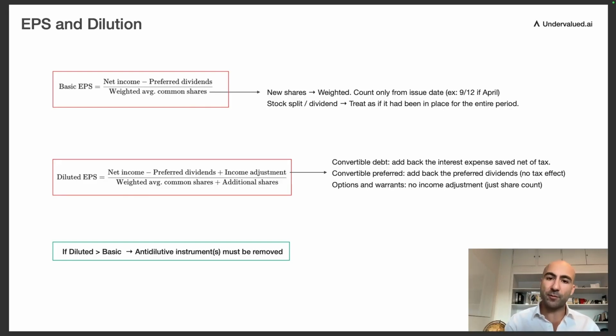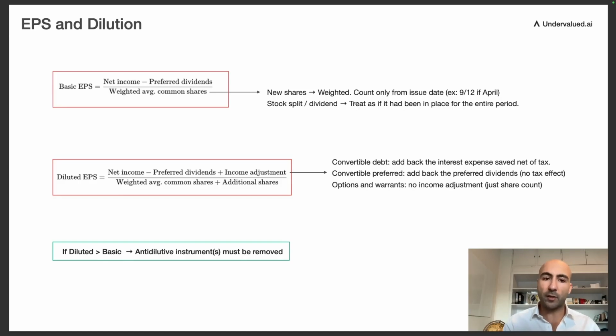In the case of convertible debt, there is a change in the numerator, as we said, and what you have to remember is to think of the interest net of the tax, because you do save that tax expense when you're paying the interest. So always keep this 1 minus t, t being the tax rate, in your head when you're thinking about income adjustment for debt.